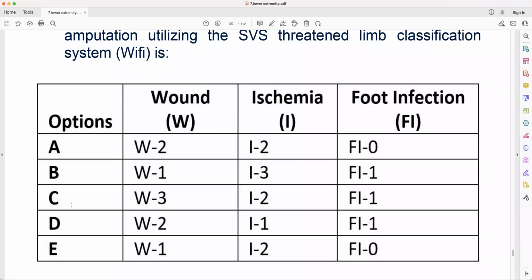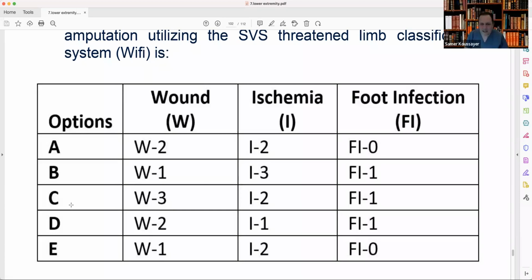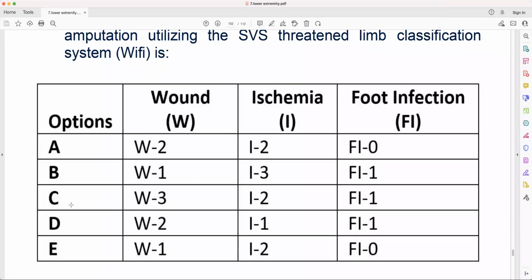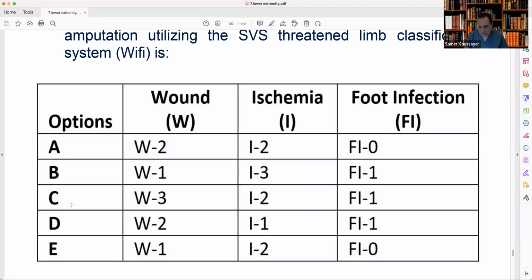But in general, it's really simple. It looks complicated. 1 is a small ulcer, 2 is more like a deeper ulcer or limited gangrene, and 3 is when you have an extensive ulcer or extensive gangrene. That's the way they do it.